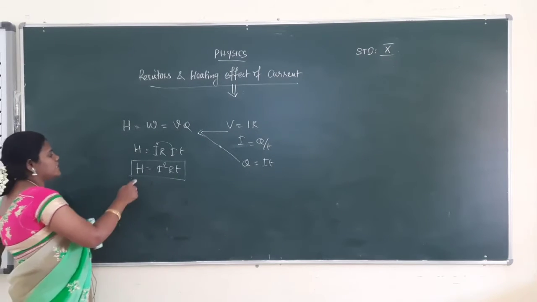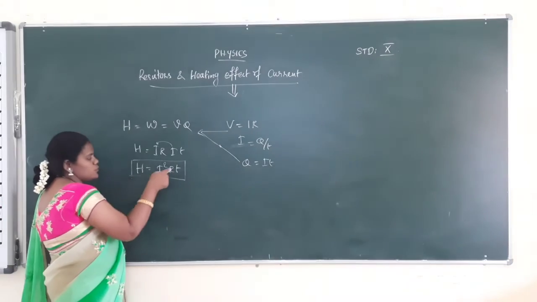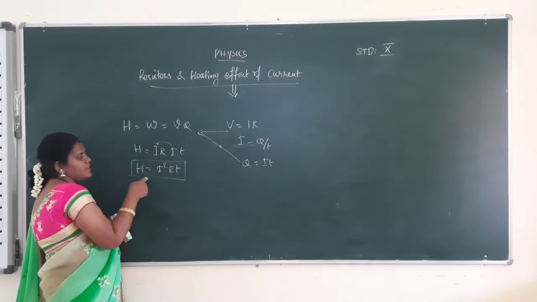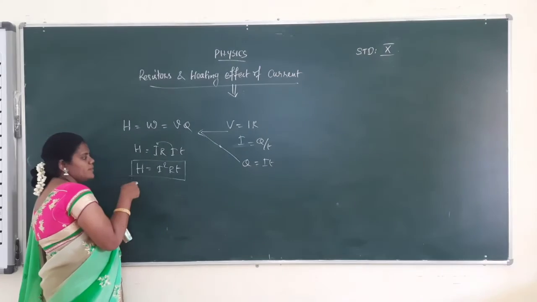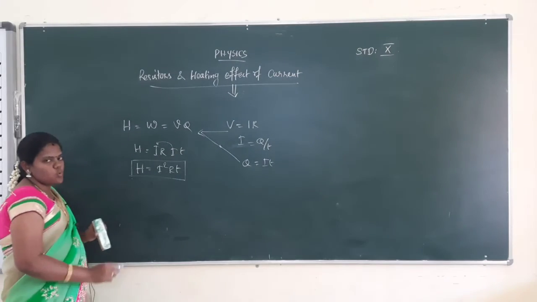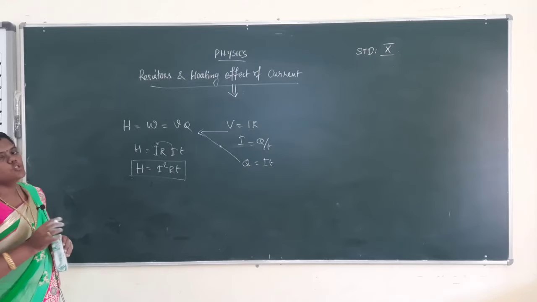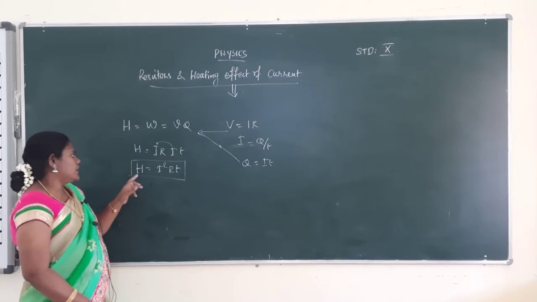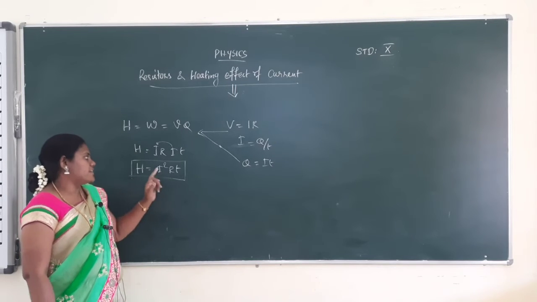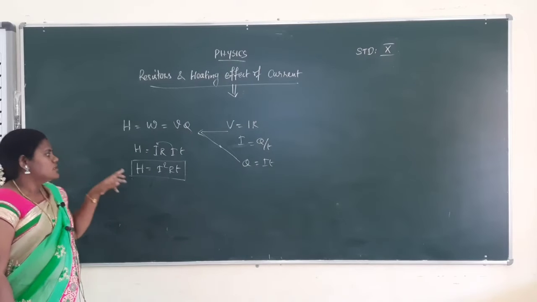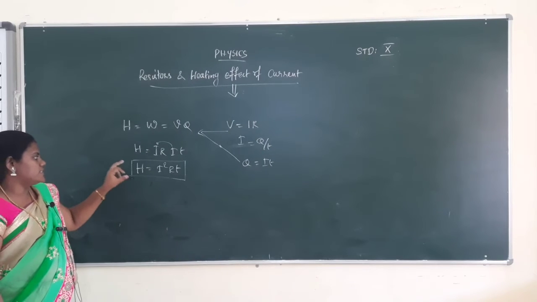According to Joule's law of heating, the heat energy H is equal to I square RT. Heat energy is directly proportional to the square of the current, directly proportional to the resistance, and directly proportional to the time. This is called Joule's law of heating. So heat energy depends completely upon the current, resistance and time.